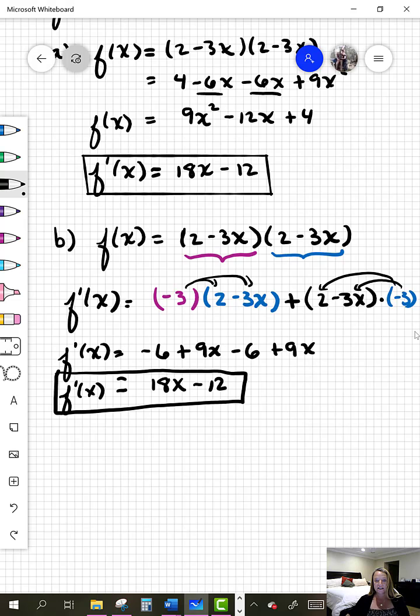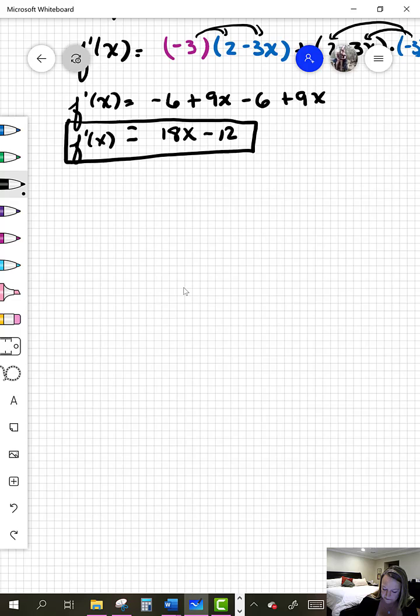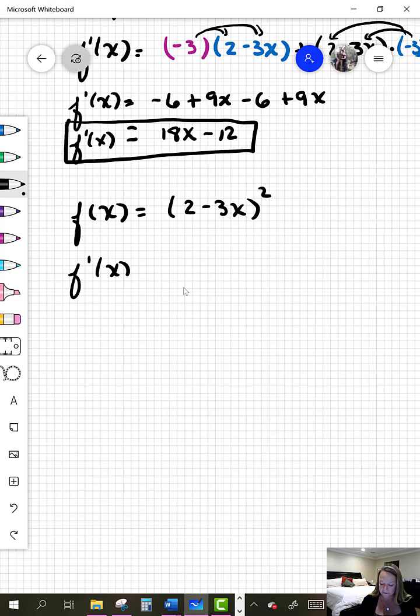Okay, so part C says find the derivative using the chain rule. And so using the chain rule, again, we had 2 minus 3x quantity squared. So taking the derivative using the chain rule, let's bring the 2 down front. This gives us 2, all times the quantity, or what was inside, 2 minus 3x. Subtract 1 from our exponent, which is 1. And then multiply by the derivative of the inside. And the derivative of the inside is negative 3.